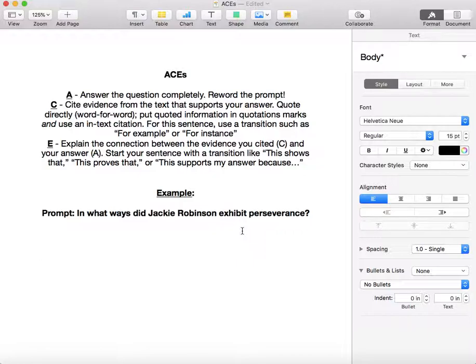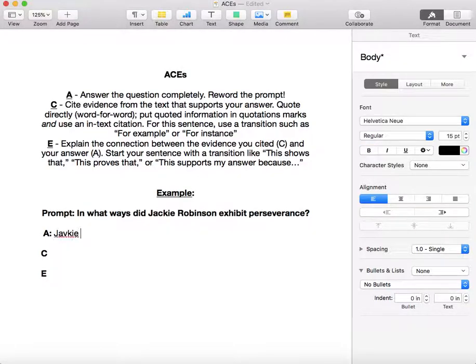So for an example, my example prompt is, in what ways did Jackie Robinson exhibit perseverance? So in your response, it may help you if you go ahead and type out your ACEs. If I know that A stands for answer the question, I'm going to answer my question by rewording the prompt and answering the question completely.